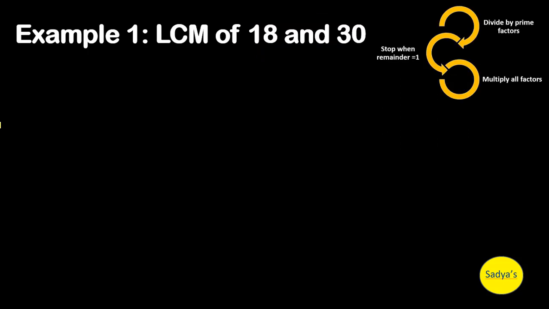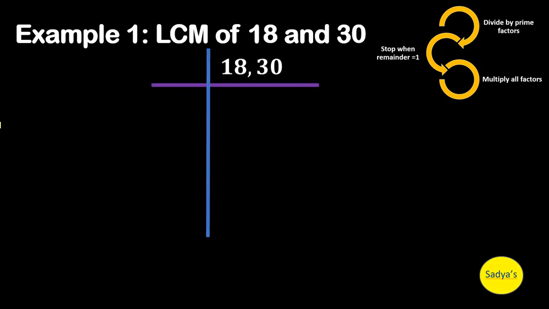Let's see an example. To find the LCM of 18 and 30, we are going to write 18 and 30 separated by a comma and then start dividing by the smallest prime factor. 2 is a factor of both 18 and 30. So dividing 18 and 30 by 2, we get 9 and 15. 2 is not a factor of 9 and 15, so we move to the next prime factor, which is 3. Division by 3 yields 3 and 5.